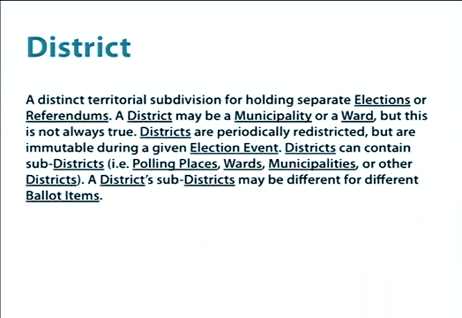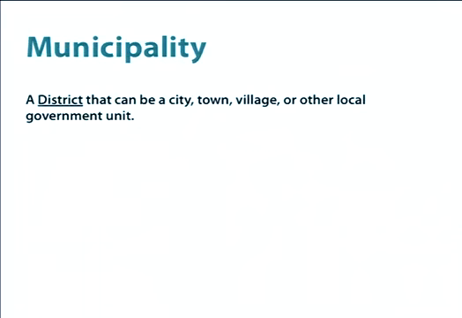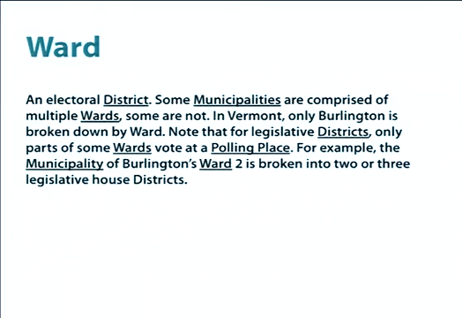District, a distinct territorial subdivision for holding separate elections or referendums, and so on. I won't read all of it, but basically the idea is that a district could be either a municipality or a ward, it could have sub-districts, et cetera. Municipality, specific type of district, city, town, village. Ward, basically, some municipalities are broken down into wards, so a ward is a type of district.